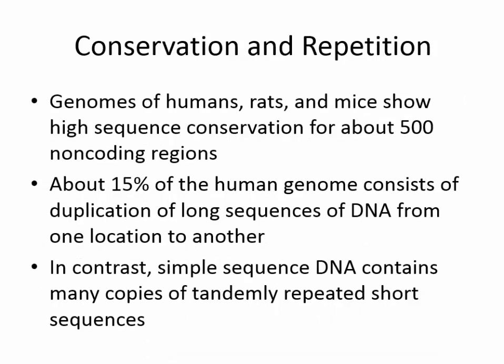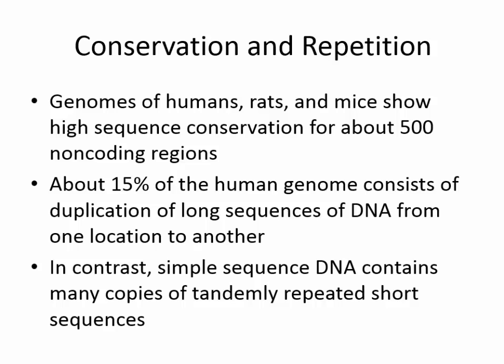Genomes of humans, rats, and mice show high sequence conservation for about 500 non-coding regions. So we're not talking about the coding regions, which would express proteins, and so we could say, well, all these animals have the same proteins. But no, these are the non-coding regions, and those are highly conserved. So about 15% of the human genome consists of duplication of long sequences of DNA from one location to another. So this is very strange. Why is it duplicated a lot?